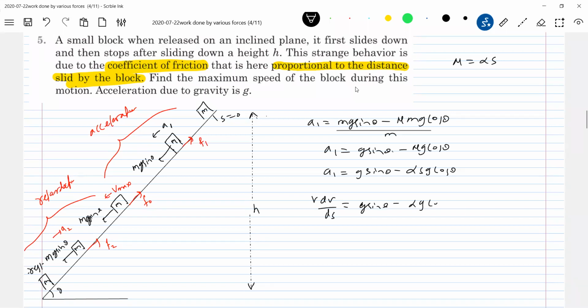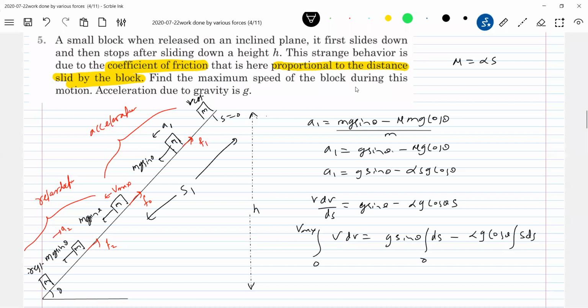Only that situation, if you can understand clearly, the rest is all mathematics. What was our question? Our question is to get that maximum speed. There is only that purpose here. g sin theta ds minus alpha g cos theta s ds. What should be the limit? Distance covered till it attains maximum speed, let me call that S1. Initially I release from rest, so 0 to Vmax, 0 to S1. Vmax squared by 2 equals g sin theta S1 minus alpha g cos theta S1 squared by 2.